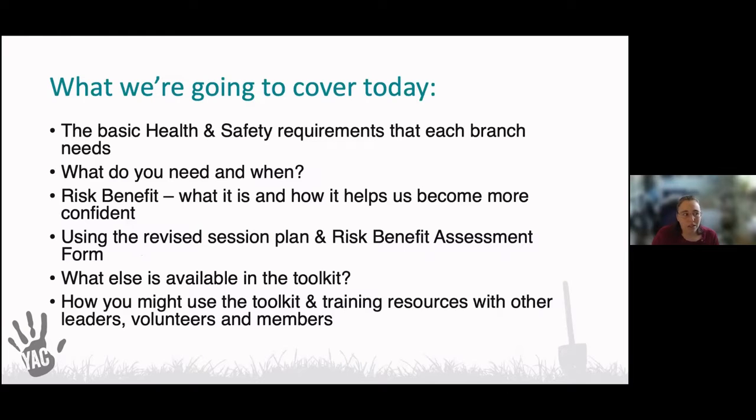So what we're going to cover today is a little bit about the toolkit, basic health and safety requirements that each branch needs, whether you are associated or affiliated with a museum or other organisation, or whether you are a CBA run branch. Looking a little bit at what you need and when.